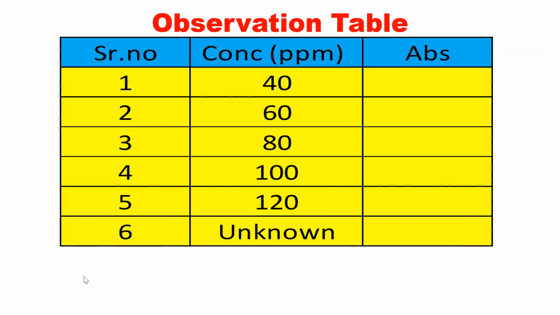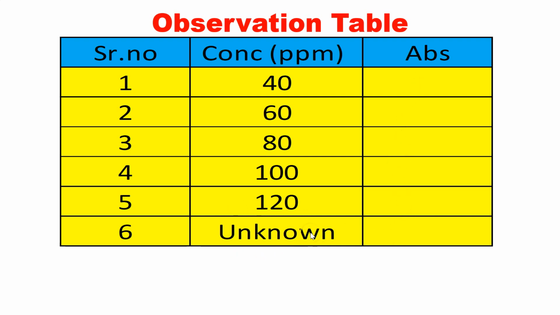Now you need to prepare an observation table in this way. These are the concentrations that we have taken: 40 ppm, 60, 80, 100 and 120. I will let you know how these are made. And you have to record the absorbance on a UV spectrophotometer.